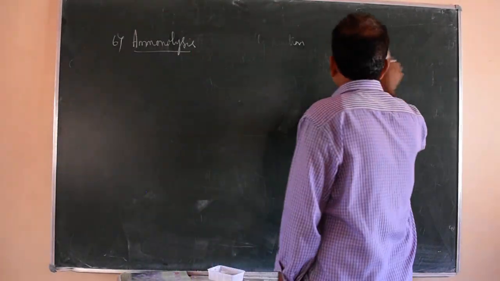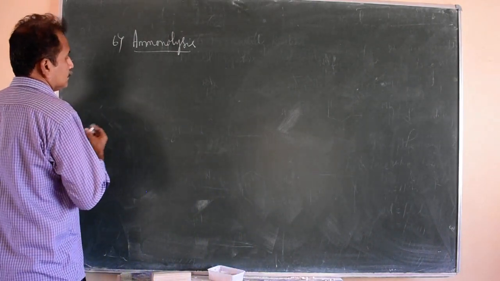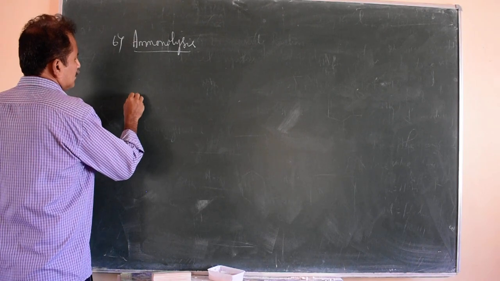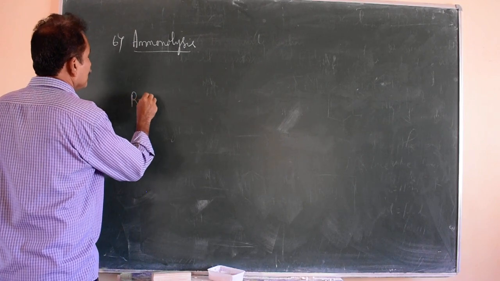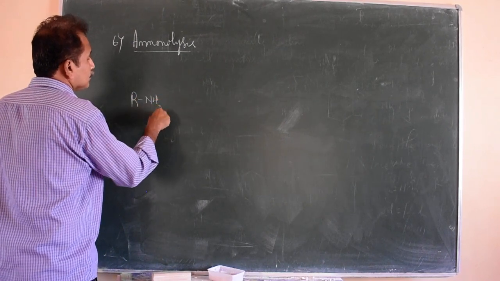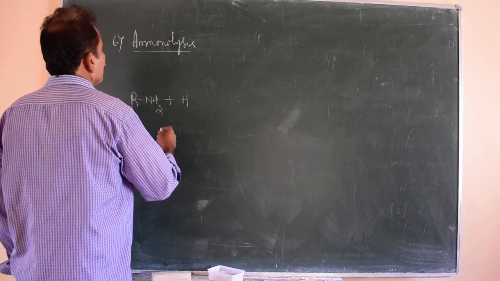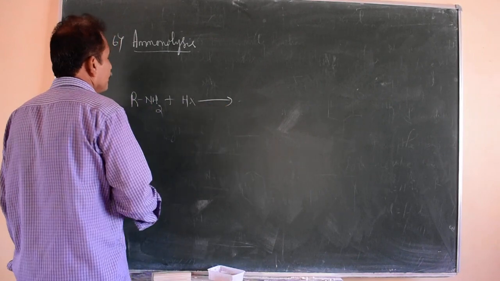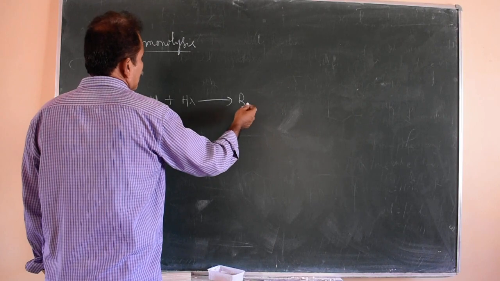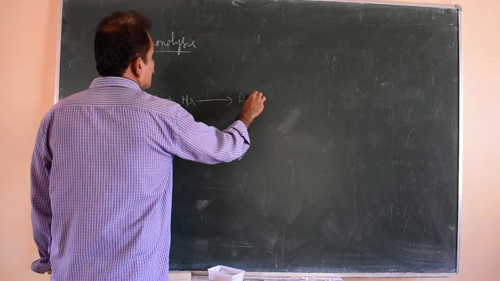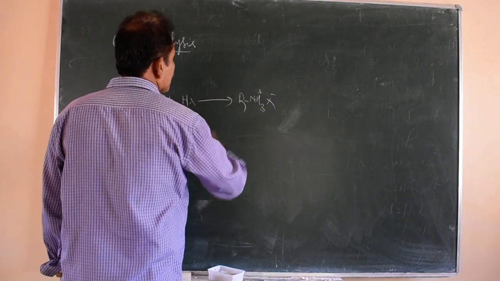So normally what happens? If you have R-NH2 plus, if you add HX, so normally what you get? You get R-NH3 X, and this is the salt.